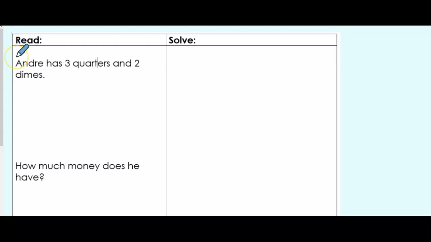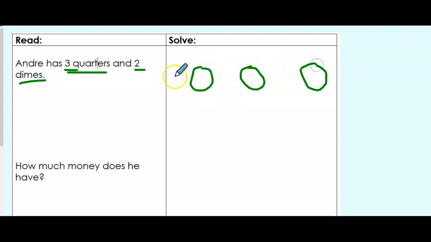Welcome back, boys and girls. Let's go back over this problem together. Andre has 3 quarters and 2 dimes. How much money does he have? Remember, our key words are 3 quarters and 2 dimes. How many circles do we need to draw for quarters? That's right. You should have drawn 3 circles for the 3 quarters. 1, 2, 3. Notice the space between these quarters so that our hairs don't get all tangled up in a knot.